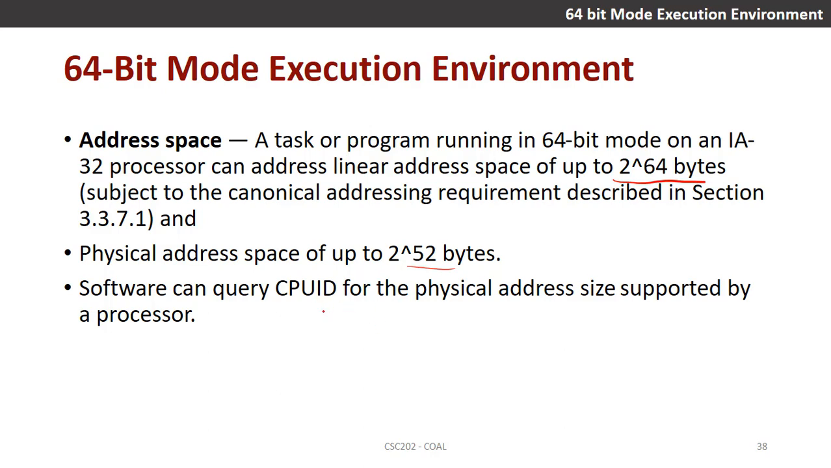Software can query CPUID for the physical address size. For instance, if you are developing software and you don't know whether your system is using linear address space or the physical address extension technique, you can use CPUID. CPUID is a special instruction, and it returns information related to the CPU, like the current operating mode, whether it is running in protected mode or some other mode, or the size supported by the processor, in terms of number of bits, etc. So you can query CPUID to get information, and then accordingly build the required logic into your application.